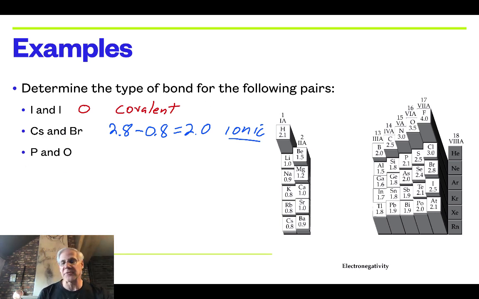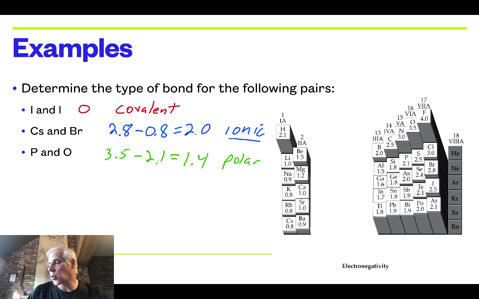And if we look at phosphorus and oxygen, so phosphorus is here at a 2.1. Oxygen is here at 3.5, so we have 3.5 minus 2.1, that's equal to 1.4, and so that is going to be polar covalent.